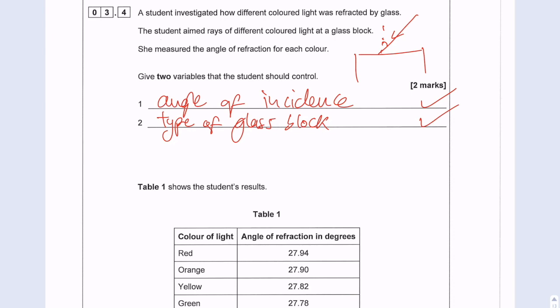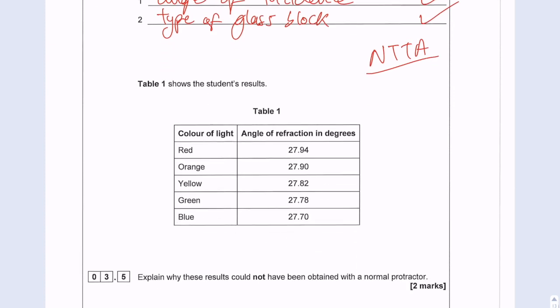So the angle of incidence is really important, and the type of glass block. Some people said the position of the glass block. That's not the top answer, NTTA. Some people's answers were not the top answers. These are the top answers.